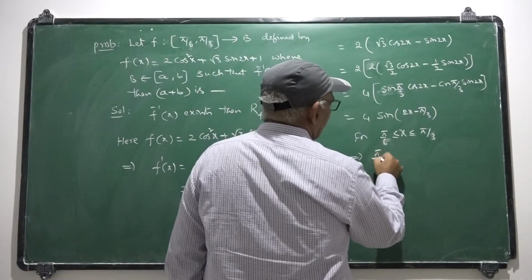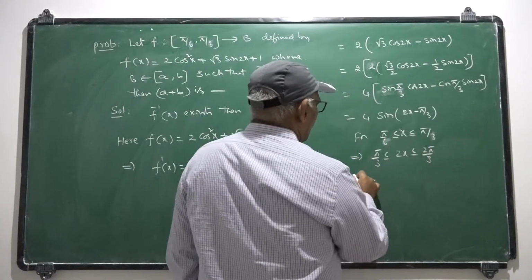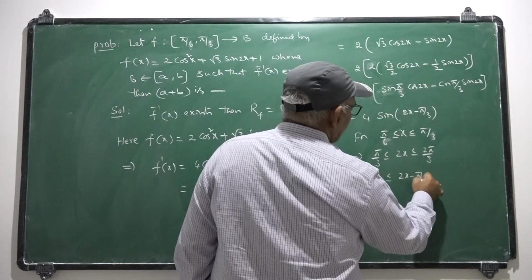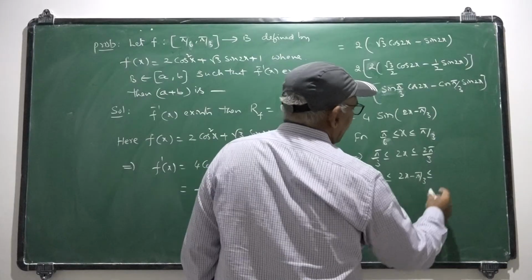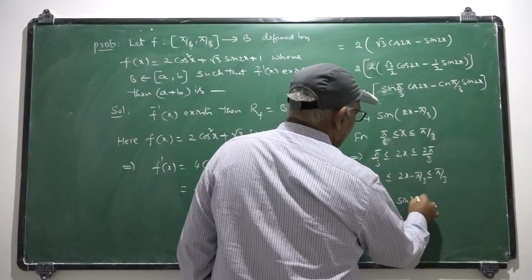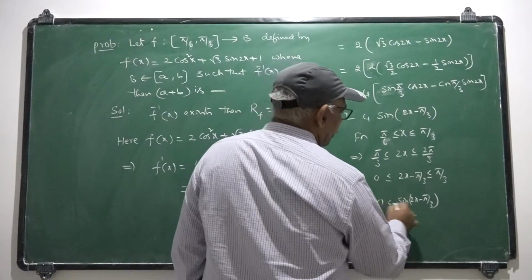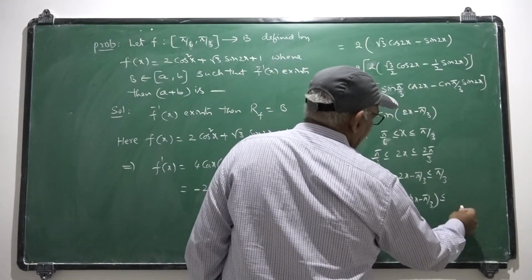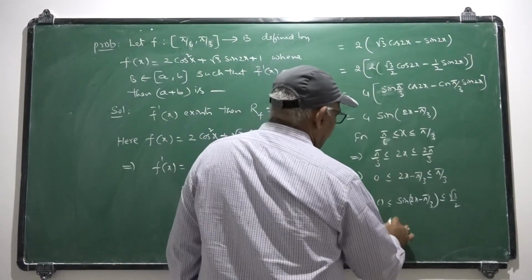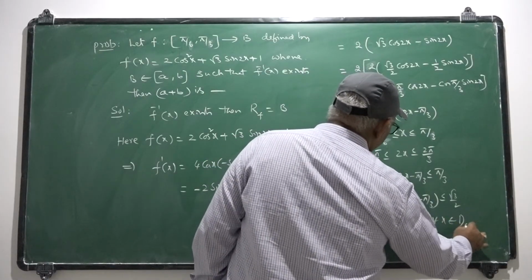2x: pi by 3 is less than or equal to 2x is less than or equal to 2 pi by 3. That implies 0 is less than or equal to 2x minus pi by 3 is less than or equal to pi by 3, on subtraction of pi by 3. Hence, sine of (2x minus pi by 3) lies between sine 0, which is 0, and sine pi by 3, sine 60, which is root 3 by 2. So hence f dash x is clearly positive for all x that belongs to the domain of the function.